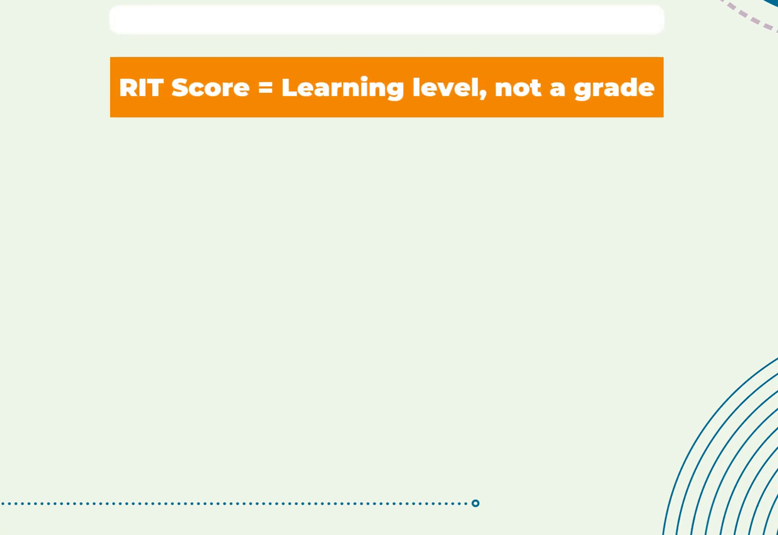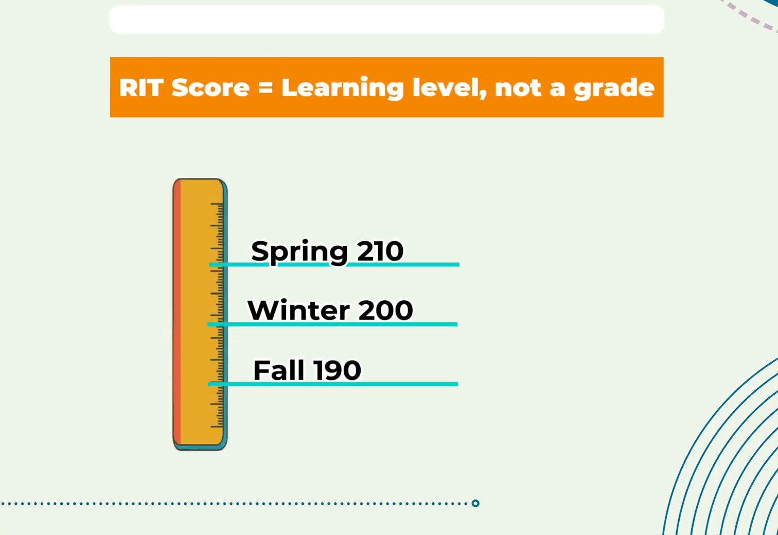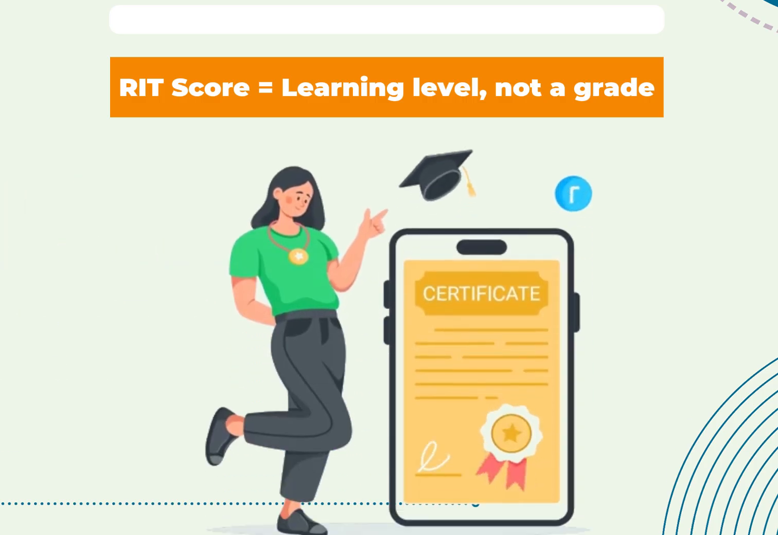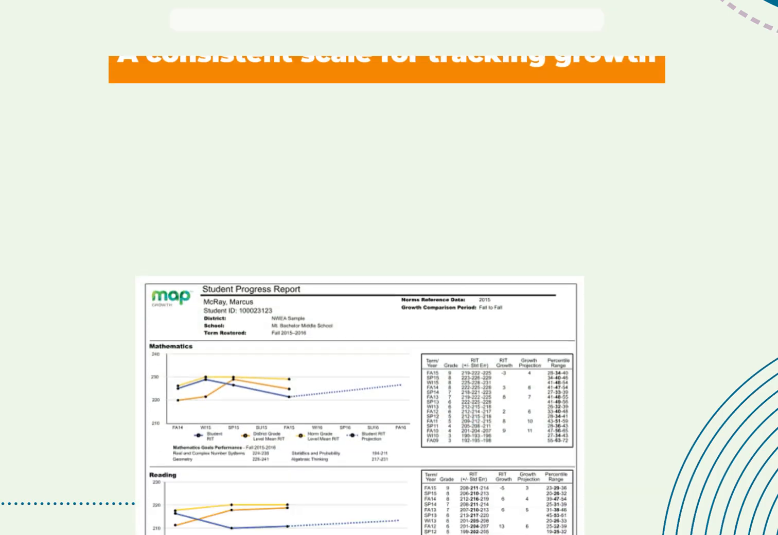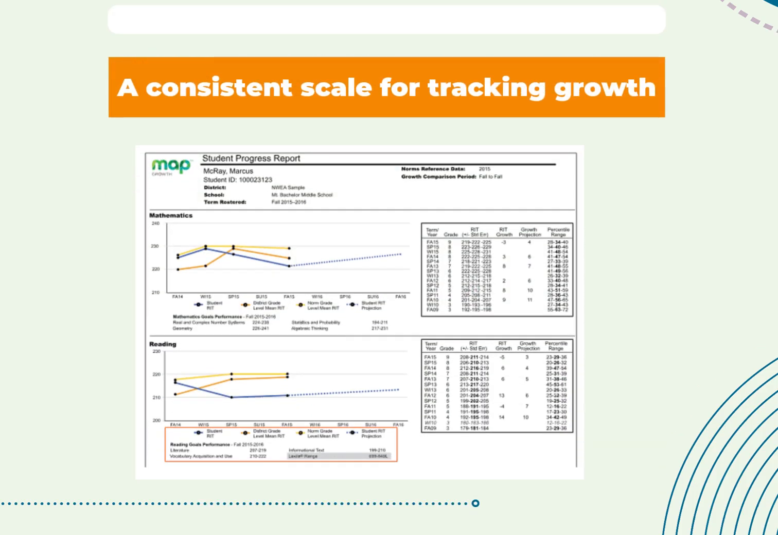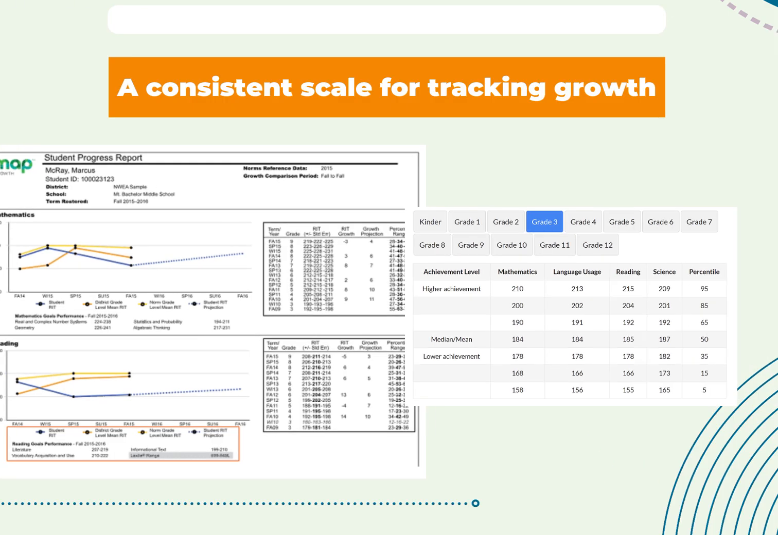After the test, students receive a RIT score. A RIT score is not a percentage. It is not a letter grade. It is not the number of questions the student got right. A RIT score is a scale score that shows the student's instructional level. You can think of it like a ruler for academic growth. The scale stays consistent across grades, so teachers can compare progress from one testing season to the next.